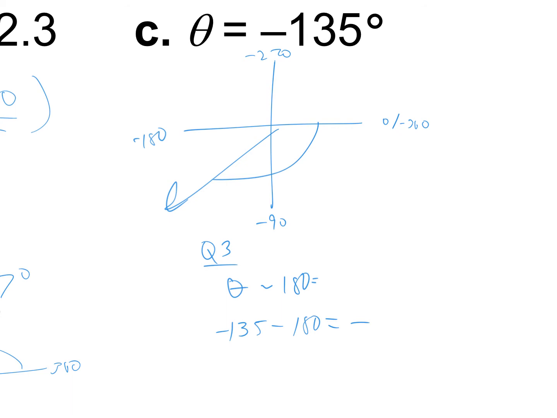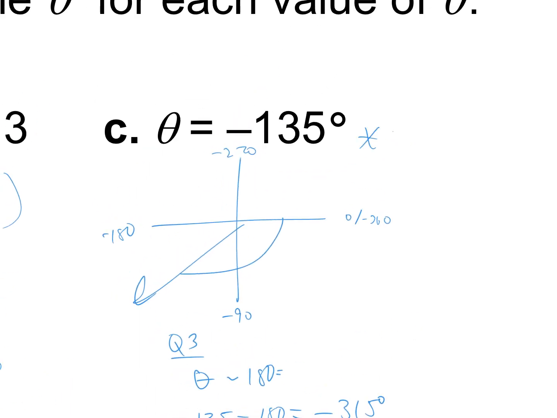Anybody? What's 135 and 180? 220? 215? Negative 315. Well, wait a second. What did we say our reference angle has to be? Positive and acute. Well, that's not the case. So what do you guys think we do? Why should we add 360? To find the coterminal angle. Very good. If you're given a negative, guys, just find the coterminal. When you're given a negative, the first thing you do is find the coterminal.